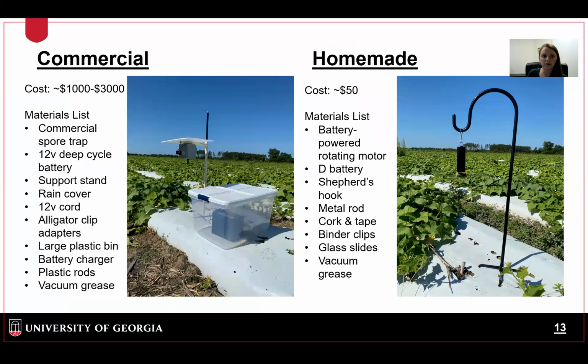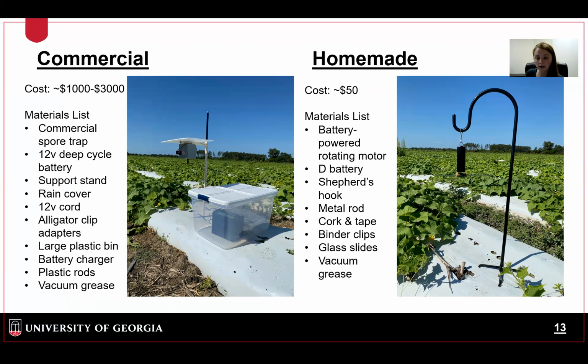So to look into a little bit more detail, the comparison between the two, besides the construction, as I kind of mentioned, and the ease of assembly and moving the system from one place to another, cost is one of the biggest differences between these two systems. The commercial spore trap is approximately $1,000 to $3,000. You have to buy it from certain companies, and it comes with a long material list as well as knowledge of how to power something that requires 12 volts of energy in the middle of a field.